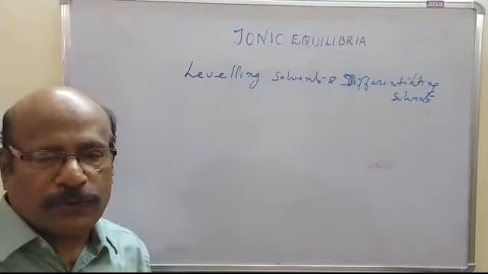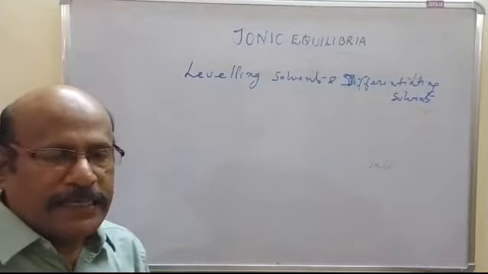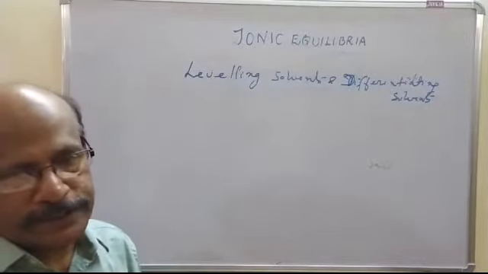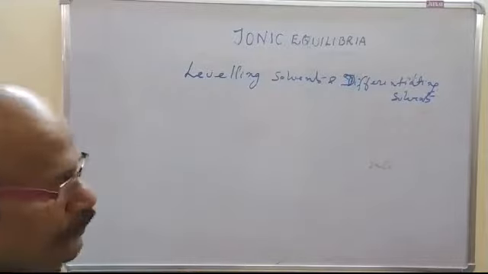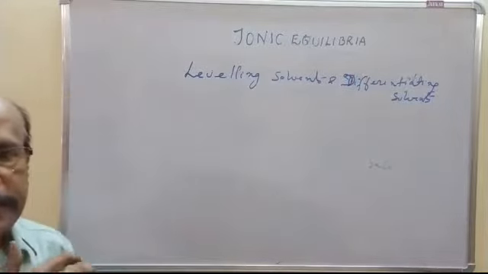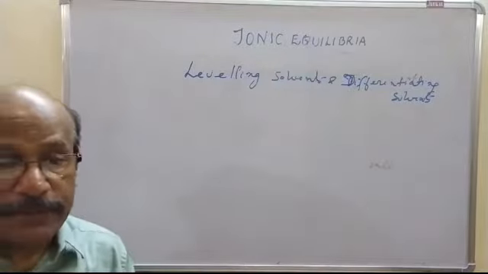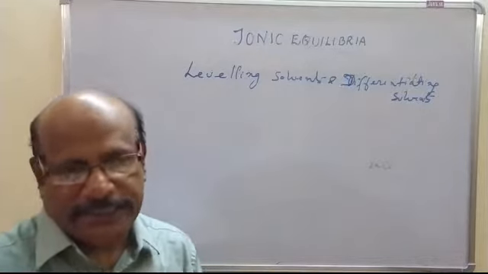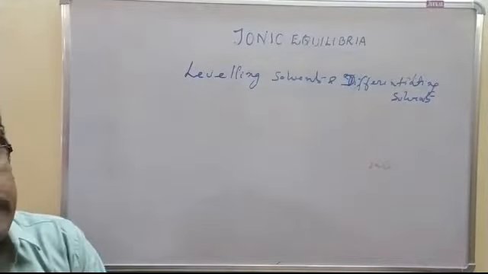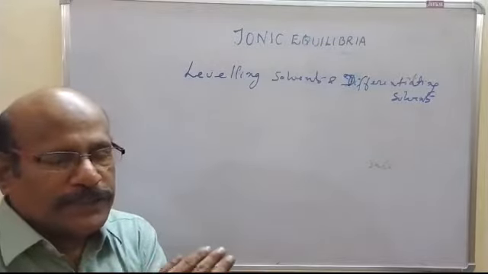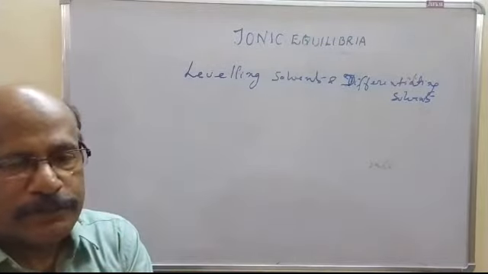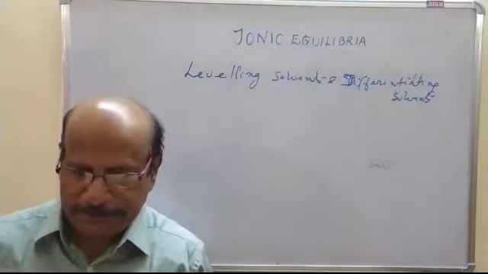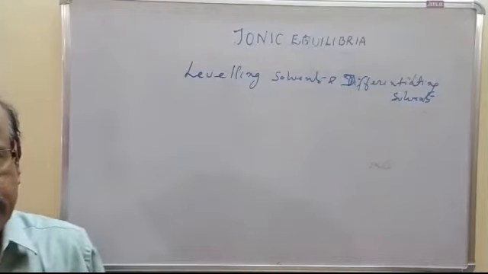The relative strength shown by an acid and a base in a solvent depends on the characteristic of the solvent. It depends on the ability of the solvent to level off the species, or its ability to differentiate the species. That means it depends on the ability of the solvent to produce ionization fully or partially. So what is a leveling solvent?